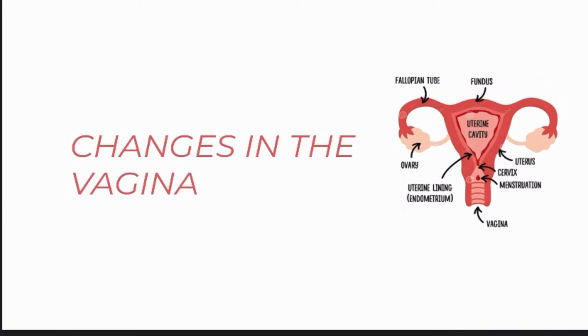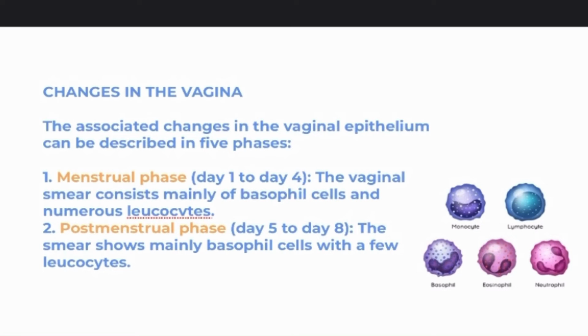Okay, so let's discuss the changes that occur in the vagina. After the endometrium, we're going to see the changes in the vagina. The associated changes in the vaginal epithelium can be described in 5 phases: menstrual phase, postmenstrual phase, estrus phase, post-ovulatory phase, and premenstrual phase. These are the 5 stages.